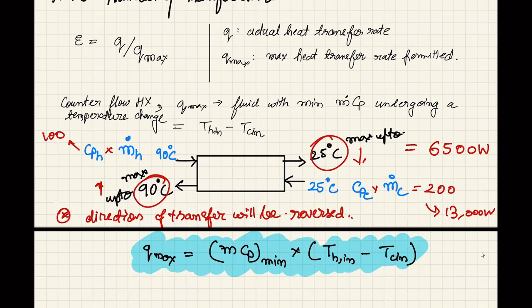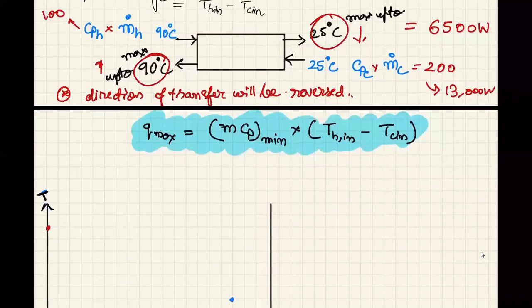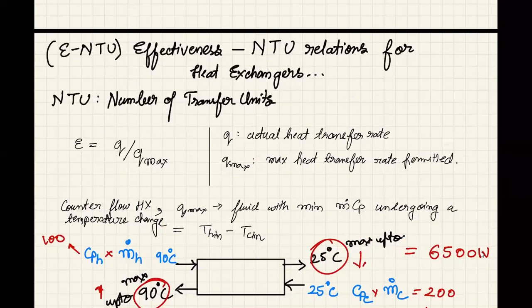If later in the same example this 100 were 200 and that 200 were 100, then this stream would have limited the maximum heat transfer rate, correct? Yes, sir. So the maximum heat transfer rate permitted for a heat exchanger will be MCP minimum times T_H in minus T_C in. Is this particular case clear to you? Yes, sir. Great. And this is the maximum.